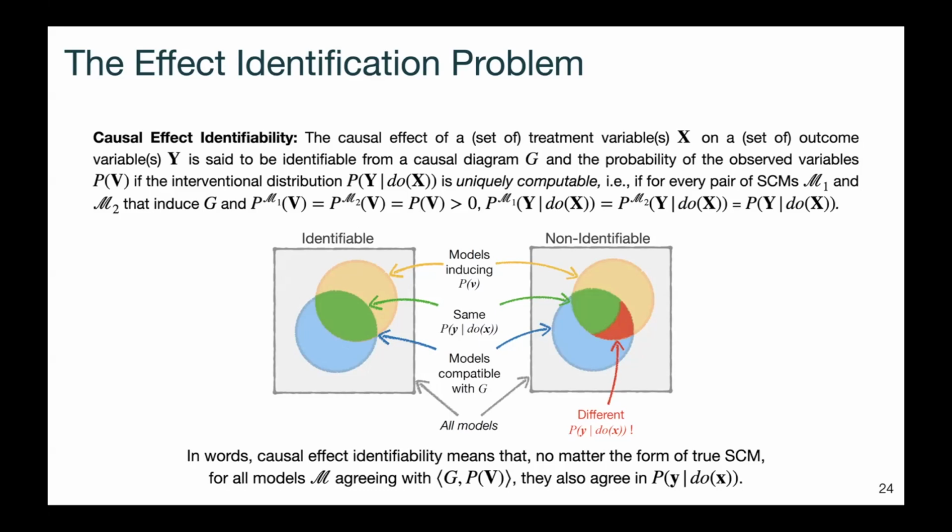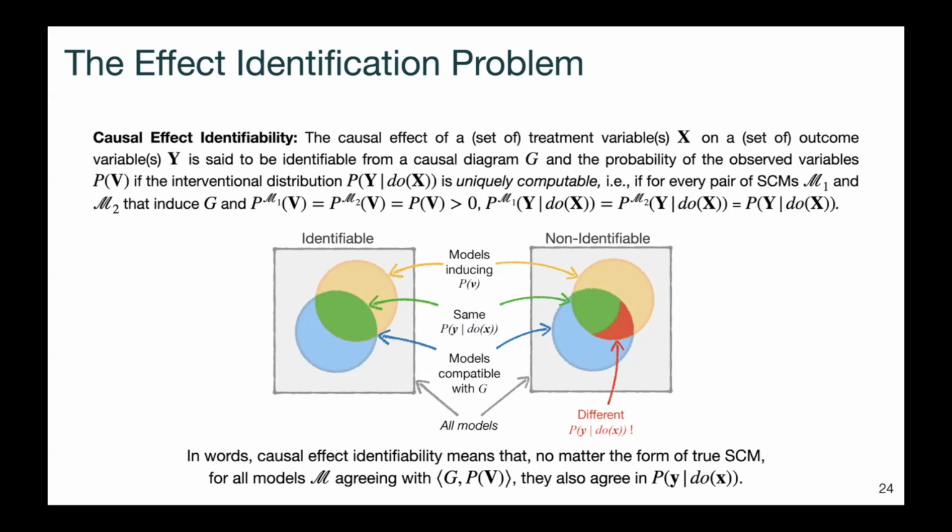If at least one of the models is implying a different probability of Y given do X, a different interventional distribution, then since you don't know which graph is your true graph, or which structural causal model is your true model, you don't know what the expression is. You don't have unicity in this mapping that I showed. So you have a non-identifiable case. That's why sometimes we have a no answer.